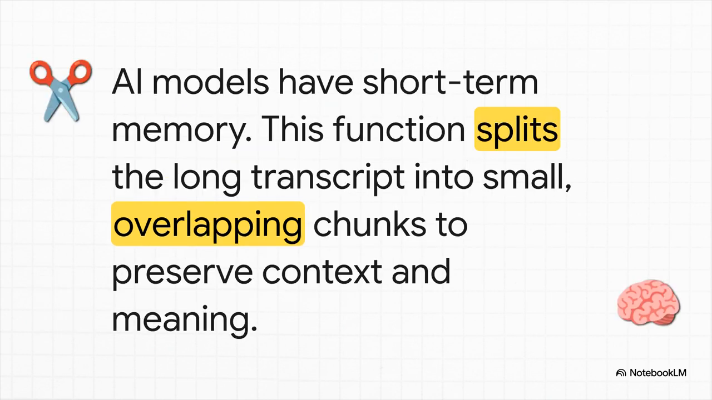Now, why do we need this chunk transcript function? Well, you can think of large language models as having a kind of short-term memory, which we call a context window. You can't just give them an entire book to read at once. They'll forget the beginning by the time they get to the end. So this function, using something called a recursive character text splitter, breaks that long text into smaller pieces, maybe 1,000 characters each. And here's the really clever part. It makes the chunks overlap a little bit. That way, we don't accidentally cut a sentence or a complete thought right in half, which is so important for keeping the original meaning intact.